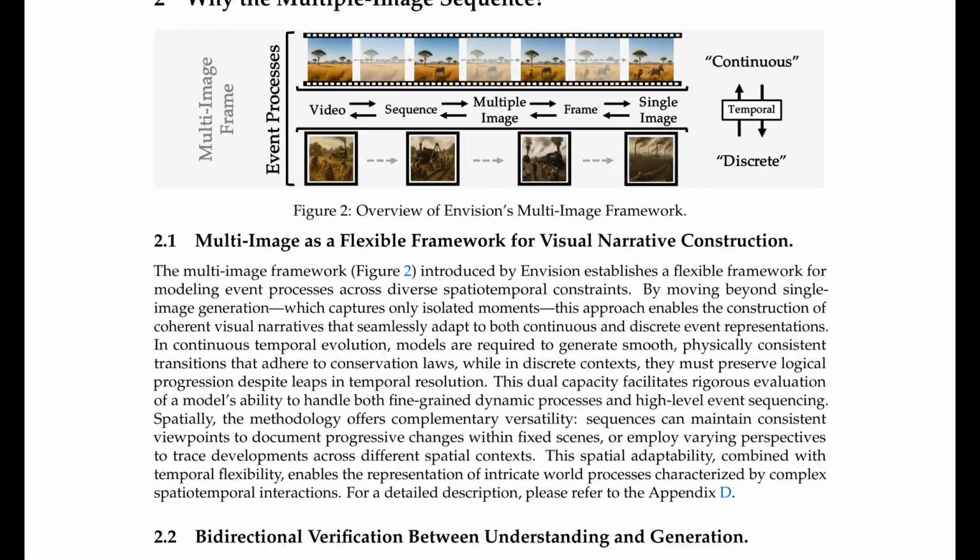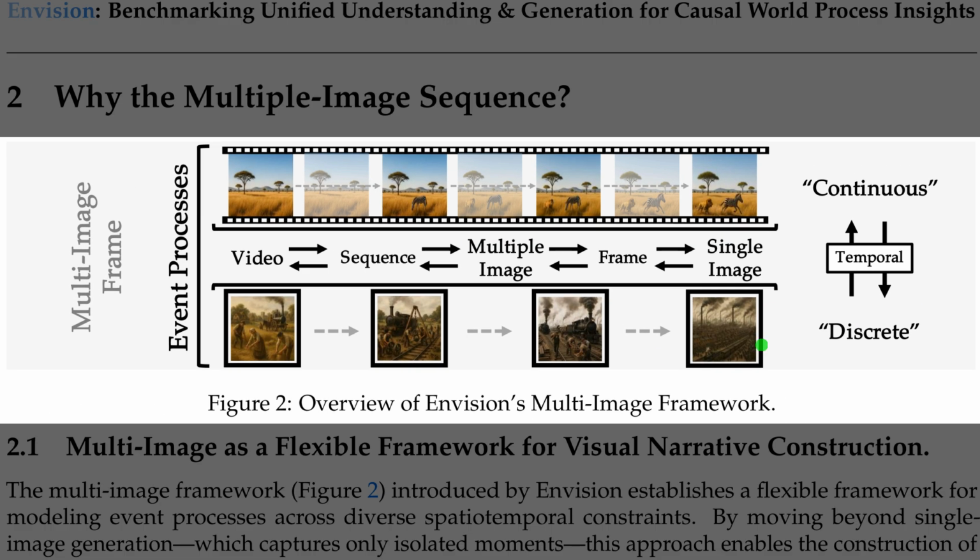Figure 2 shows how Envision treats multi-image generation as a flexible bridge between video and single images, so it can probe both smooth motion and stepwise events. The top strip illustrates continuous change, where a zebra gradually moves across the savanna and every frame must transition smoothly. The bottom strip illustrates discrete stages of an industrial scene, where frames jump between key moments but still need a coherent causal storyline.